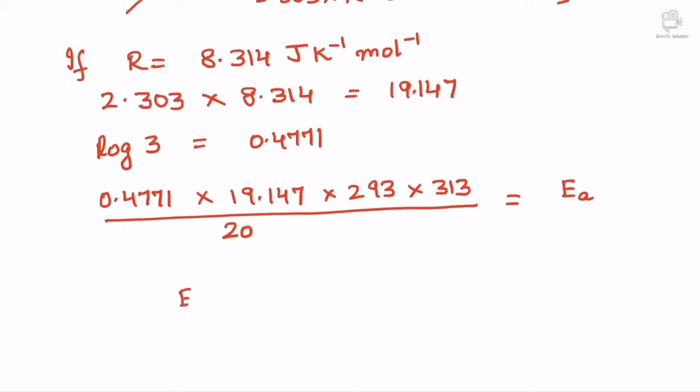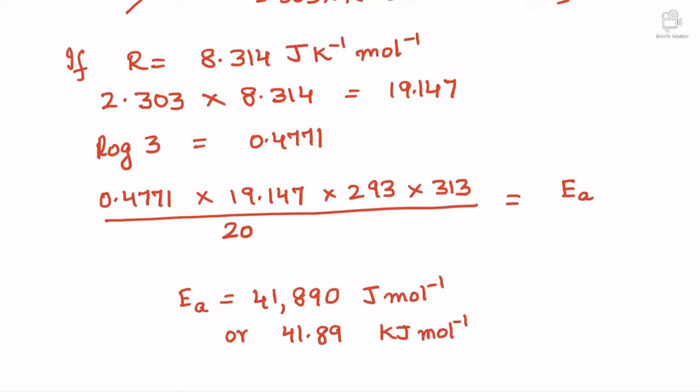So we got the answer here as 41890 joule per mole. It's the unit of energy. Or you can also express it in kilojoules per mole, in which case it comes out as 41.894 significant digits, kilojoule per mole. I hope this makes it clear. How many of you could get this correct if you attempted it from the previous video? Let me know in the comment section.